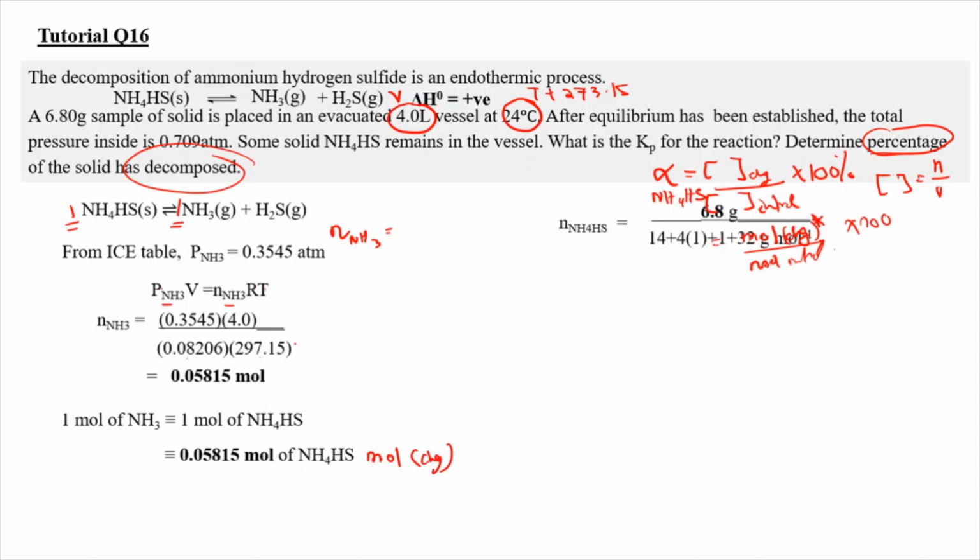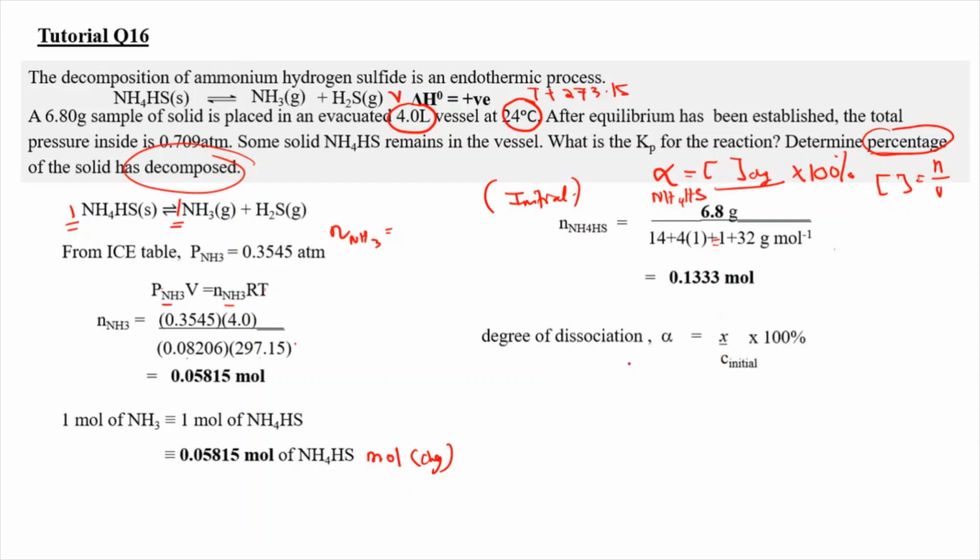Alright, and here refers to the change in the mole, which is this part here. And you can also find the initial number of mole, because you know that initially it started off with 6.8 gram of the sample. So this is the initial number of mole. It is the mass divided by the molar mass, which is 14 plus 4 plus 1 plus 32 gram per mole. So once you do the maths here, you're going to get the number of mole initially for the NH4HS to be 0.1333 mole.